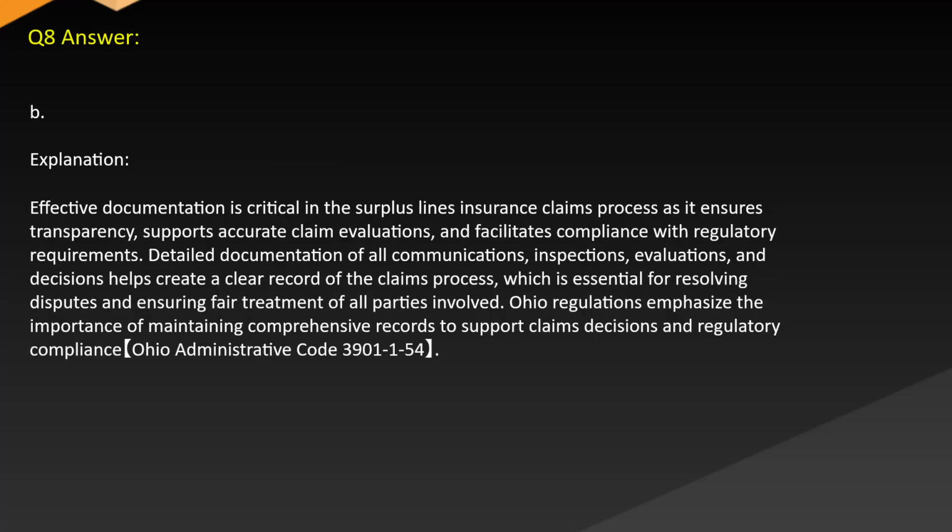Answer. B. Explanation. Effective documentation is critical in the surplus lines insurance claims process as it ensures transparency, supports accurate claim evaluations, and facilitates compliance with regulatory requirements. Detailed documentation of all communications, inspections, evaluations, and decisions helps create a clear record of the claims process, which is essential for resolving disputes and ensuring fair treatment of all parties involved. Ohio regulations emphasize the importance of maintaining comprehensive records to support claims decisions and regulatory compliance. Ohio Administrative Code 3901-154.